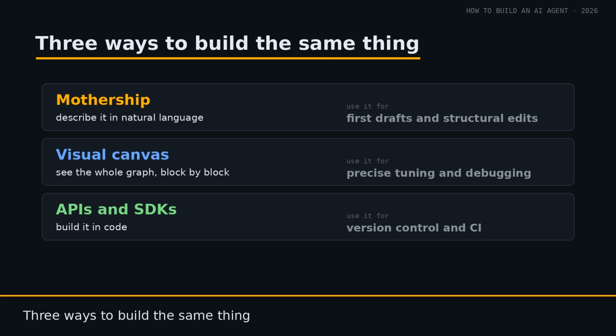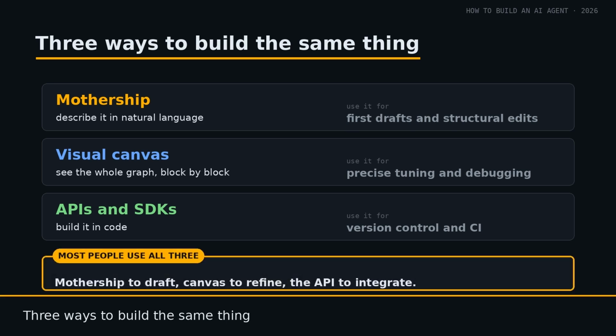The visual canvas is the block-based editor. Use it when you need to see the whole graph, tune one block precisely, or debug a branch. Explicit and inspectable. APIs and SDKs are for code. Use them when workflows need to be generated programmatically, live in version control, or ship through your existing CI. Most people use all 3. Mothership to draft, Canvas to refine, API to integrate.